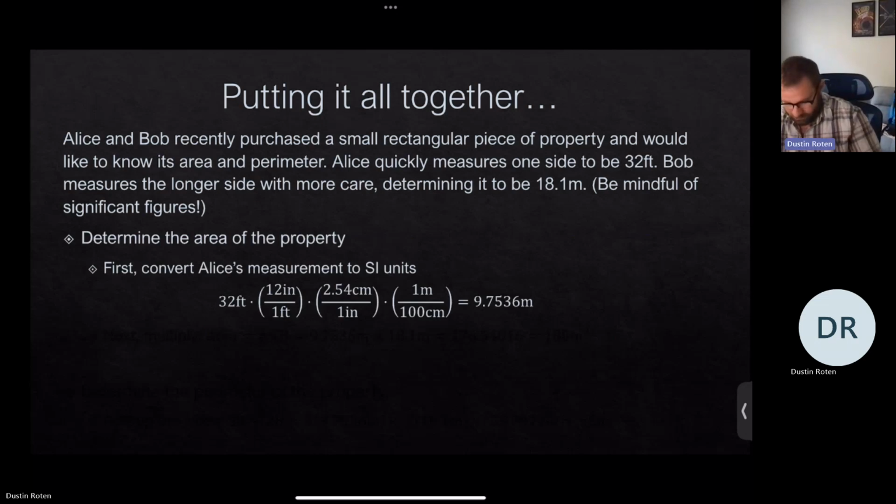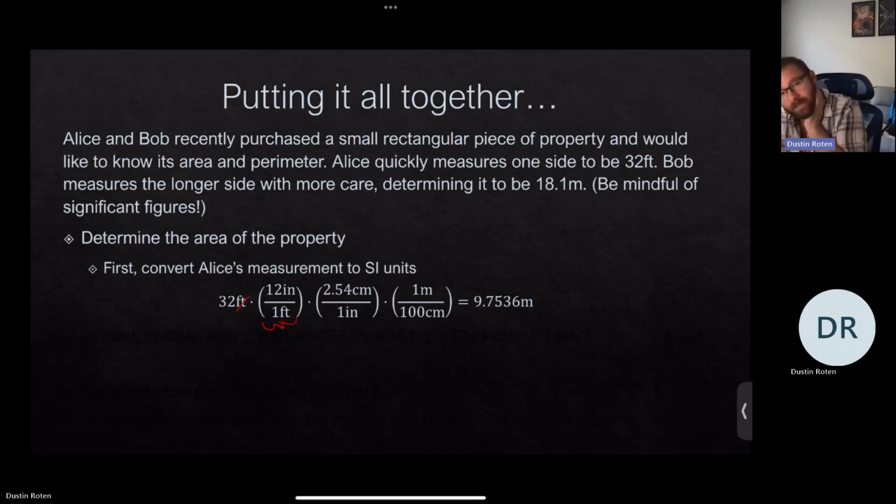So what we can do first is convert Alice's measurement from 32 feet to meters. We can keep multiplying by 1 until we get the units we want. There's 12 inches in 1 foot, so we know that's a multiplication by 1. You'll notice that feet are on the bottom, so they will cancel out with the 32 feet. But now we're left with inches, because these cancel out.